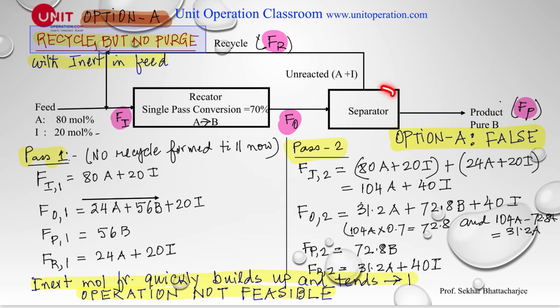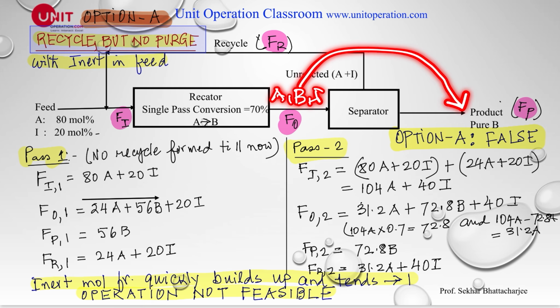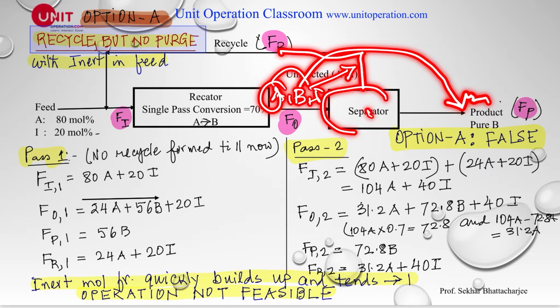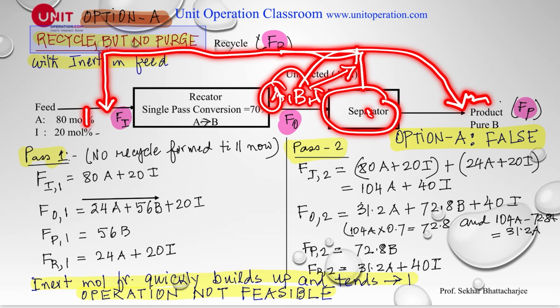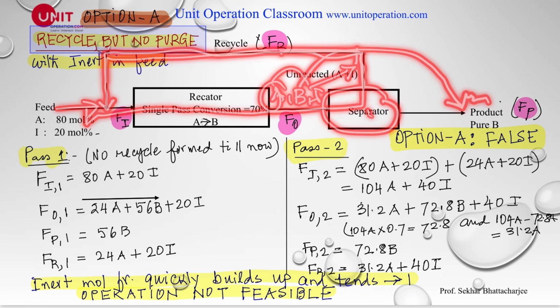And we are assuming there is a separator. This is an idealized separator where, out of this A, B, and I, the entire amount of B will go here. This is an idealization. And the entire amount of A and I will go here. This is an ideal separator. And this A and I comes back and mixes here. So the inert, which is here, goes as it is to here and here, and again it mixes with more inert.